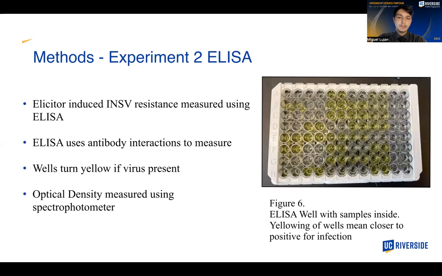Now moving on to the methods of experiment 2, ELISA analysis. Elicitor-induced INSV resistance was measured through ELISA. To briefly summarize, ELISA uses antibody interactions to measure. In this particular process, the wells of a microplate will turn yellow if the samples in the wells have INSV inside of them. At the end of the process, the optical density of each well was measured using a spectrophotometer to see how the OD of our samples compared to our positive and negative controls.